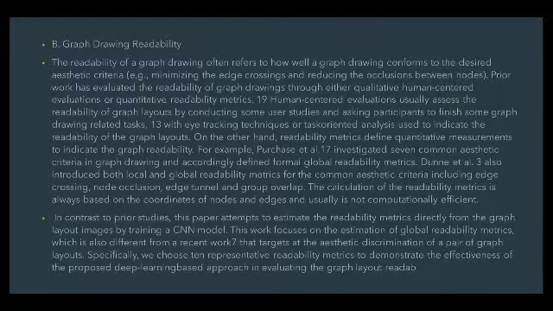For example, Purchase investigated seven common aesthetic criteria in graph drawing, and also both local and global readability metrics for common aesthetic criteria. The calculation of readability metrics is always based on the coordinates of nodes and edges, and is also usually not computationally efficient.